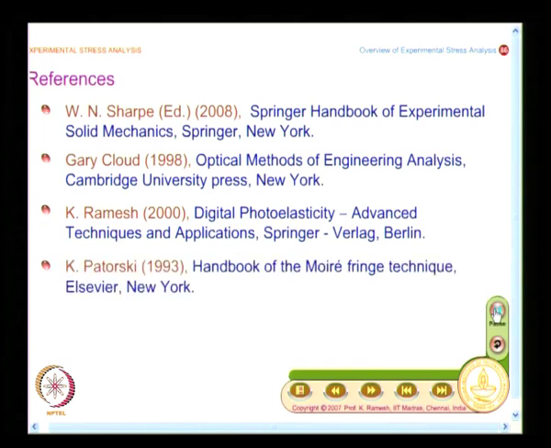Then you have a handbook of Moiré fringe technique. So, what I want to focus on in this set of references is, for each technique you have so many books, and imagine if there could be a handbook specifically written for Moiré technique, imagine how many different types of optical arrangement they would have discussed. And in a small one semester course like this, we would not be able to do justice to all this.